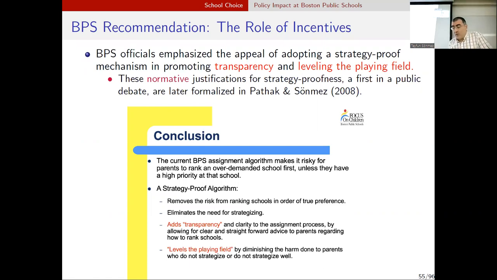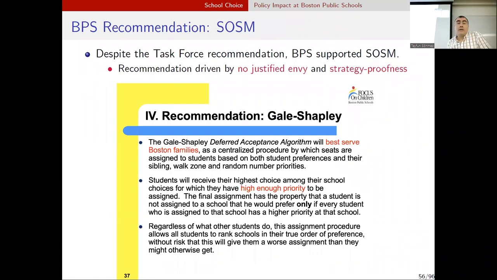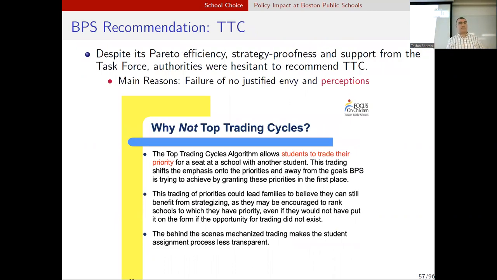Okay. Now, despite the task force recommendation, BPS supports the student optimal stable mechanism, and the recommendation is directly driven by no justified envy and strategy-proofness. Interesting. Despite its Pareto efficiency, strategy-proofness, and the support of the task force, authorities were hesitant to recommend TTC. What are the main reasons? Failure of no justified envy, and importantly, perceptions.